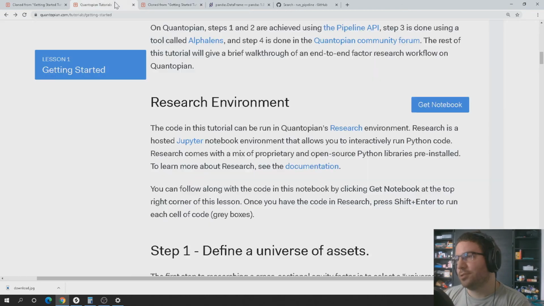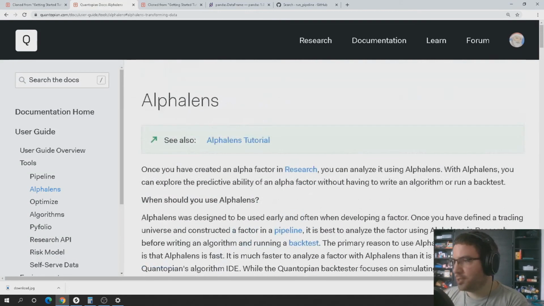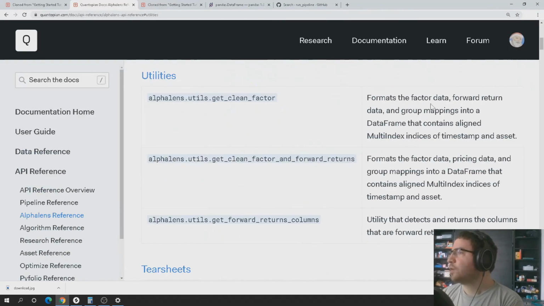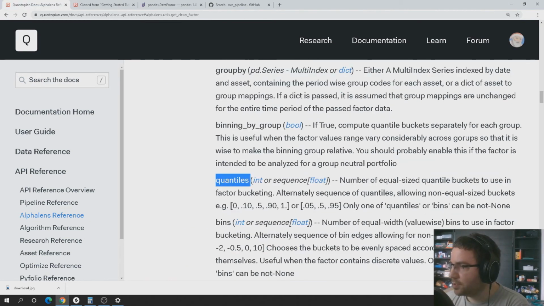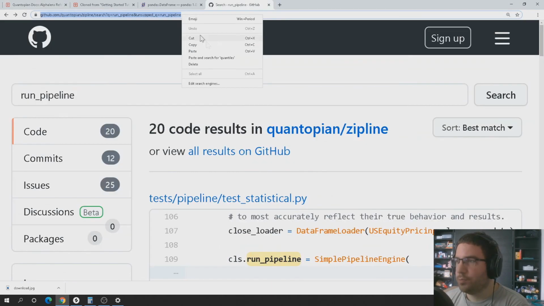Now, is this going to be documented? I don't like it when there's a lot of text. Formats the factor data, forward return data, and group mappings into a data frame that contains aligned multi-index indices of timestamp and asset. It takes in quantiles. What is a quantile? Probably should know this.